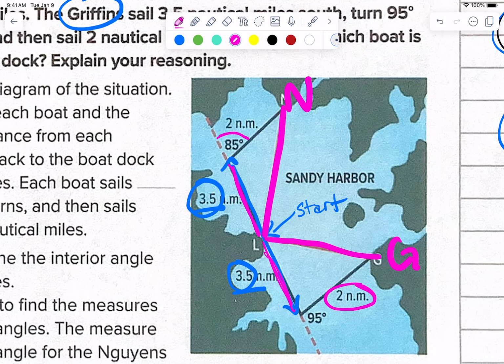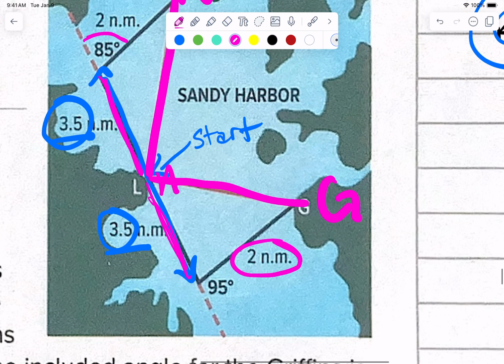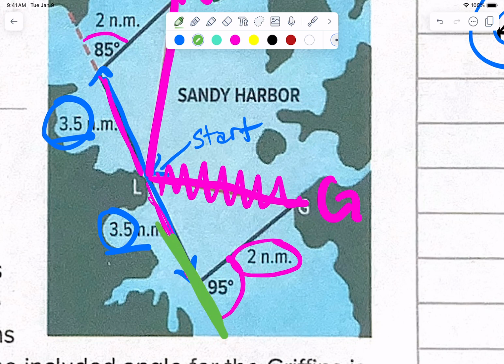So, they try to trick you to start with. Nine times out of 10, I have people say this one's the longer one because 95 is bigger. But check this. It's on the outside. If that's the outside angle and this is 180 degrees, what's 180 minus 95? 85. So the inside angle is 85.